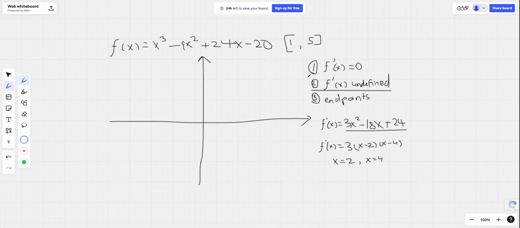Now we don't have any for the second case where f prime is undefined. We also have to look at the endpoints, at x equals 1 and x equals 5. So these are our so-called candidates for the extrema of the function. Let's look at f of 1 first. If I do this in my head, I believe f of 1 is -4.